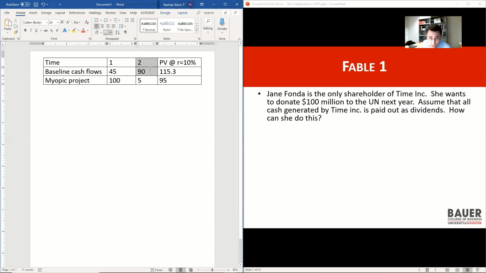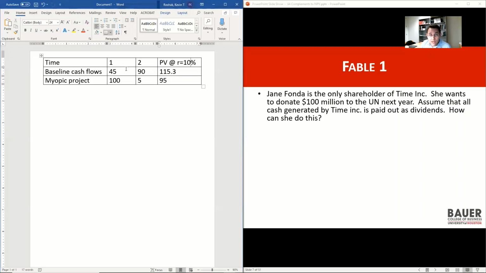So what's one way you could do it? Well, you could sell some shares of your company at time 1. So how much would you need to sell? Well, if you're going to get 90 million at time 2 and you've got a discount rate of 10%, then that means the company's going to be worth about $81 at time 1. Just based on this time 2 cash flow, you pay the 45 to Jane Fonda, the company's still going to be worth about $81 after that. So you need to raise 55. So you'll sell about 2/3 of your company to other investors. Other investors are going to pay $55 for about a 2/3 stake in time.